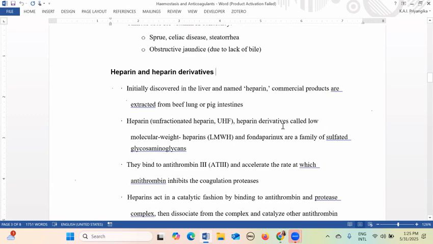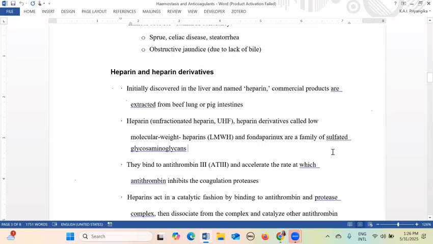Heparin derivatives called low molecular weight heparins and fondaparinux are a family of sulfated glycosaminoglycans. So this is a name, you don't have to worry about these names. The only thing is we have heparin in different forms. One is unfractionated heparin, UFH, which is heparin as it is extracted. And we have derivatives called low molecular weight heparins.